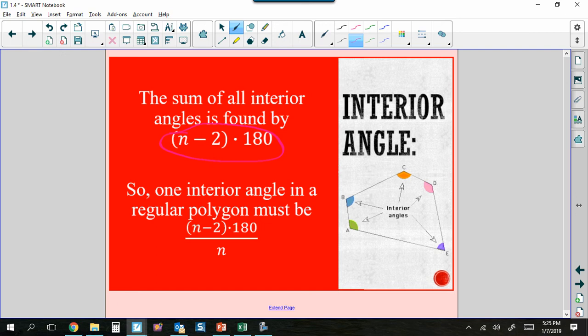So to find one interior angle, you would have to have a regular polygon. You would take the sum, which is that n minus 2 times 180, and you would divide it by the number of sides, very similar to how you found one exterior angle for a regular polygon.